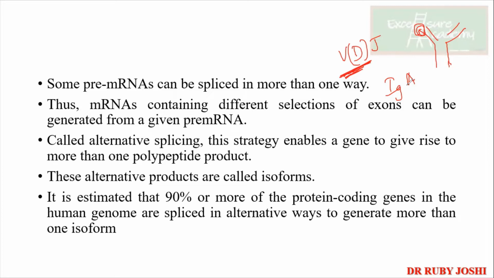Alternate splicing is responsible for your VDJ recombination, which results in different expression of your antibodies. Okay? So variable, diversity, and joining are the genes. Is this much clear? So that's why if I have IgA of different diversity, those will be known as isoforms. Okay. Is the concept of alternate splicing clear?